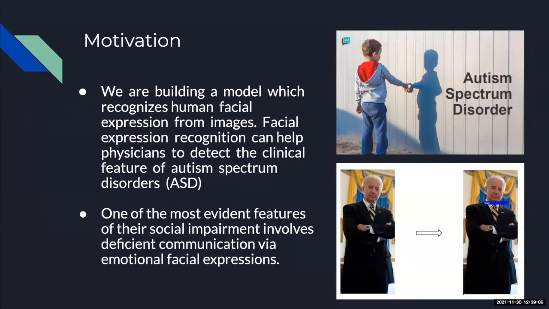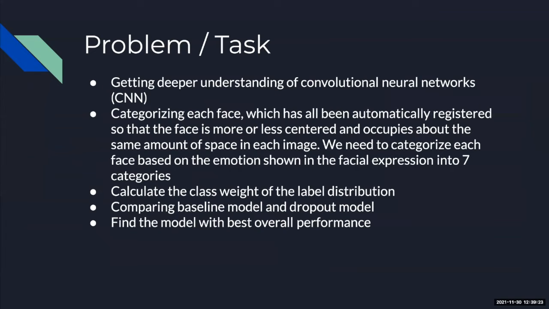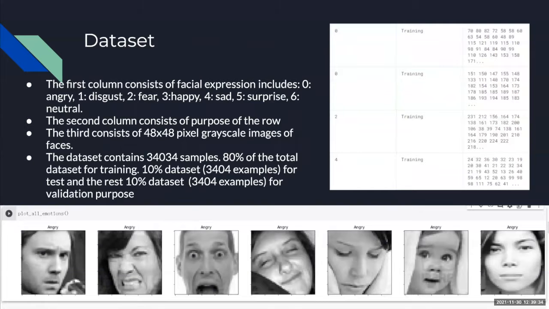Here's our presentation. Our motivation is to build a face recognition model for ASD people. One of the most evident features of their social impairment involves deficient communication via emotional expressions. Here is our problem statement. We want to get a deeper understanding of the CNN model and categorize each face based on the class weight or something. And here's what our data set looks like.